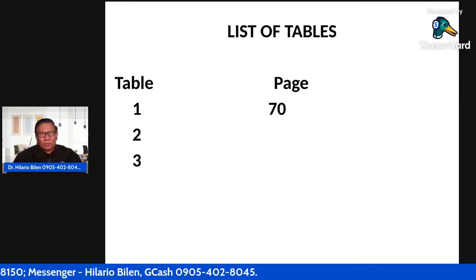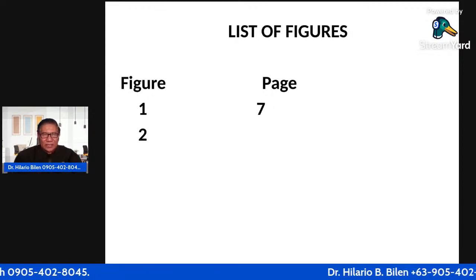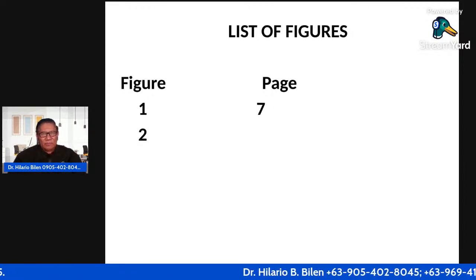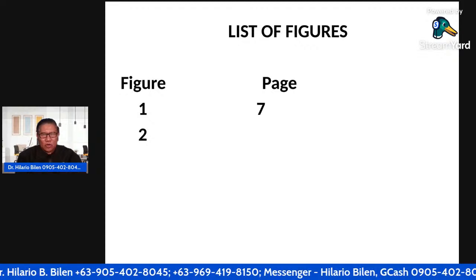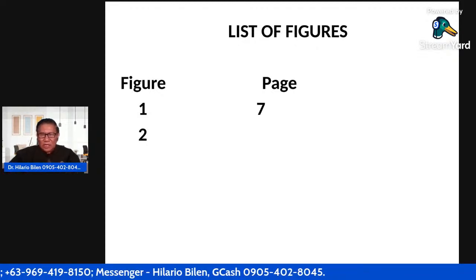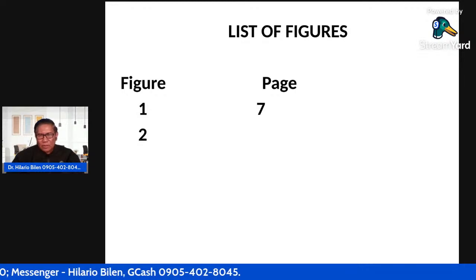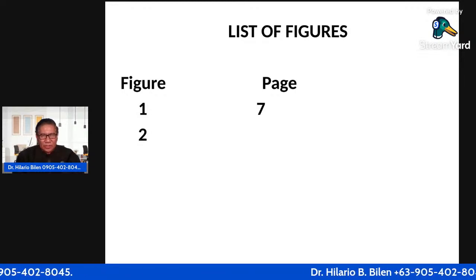Of course, you have the list of tables, table one, table two, table three, and others. And then you have the list of figures, figure one, figure two. I'm just showing you an example in the pages. Come again. This is the content of your thesis or dissertation.